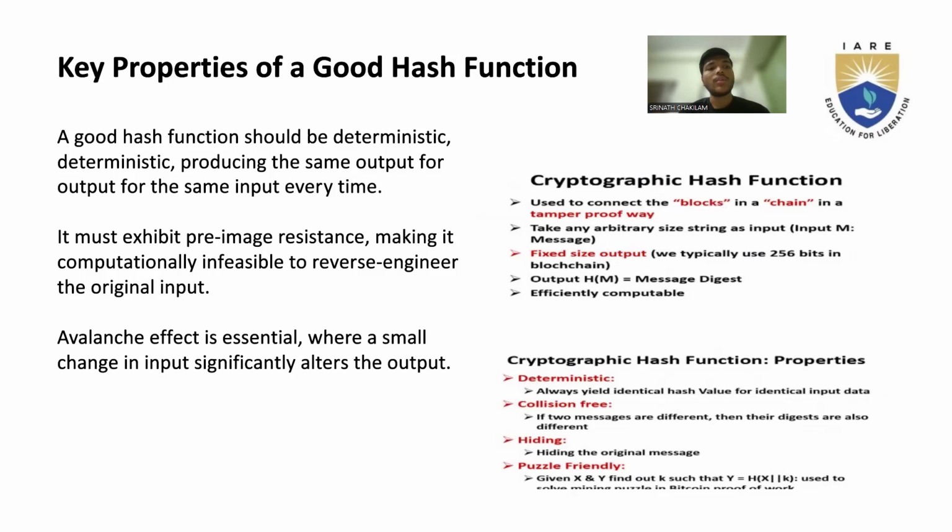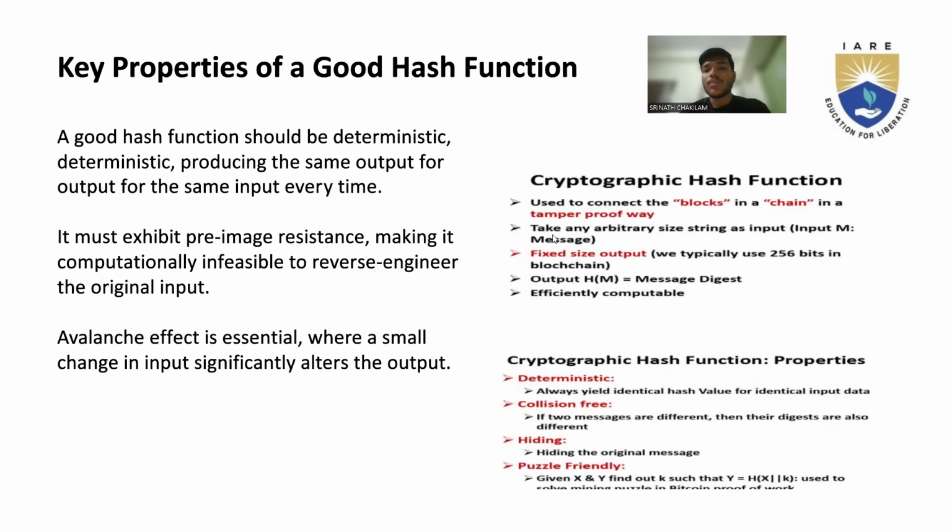A good hash function should be deterministic, producing the same output for the same input every time. And it must exhibit pre-image resistance, making it computationally infeasible to reverse engineer the original input. And the avalanche effect is essential, where a small change in input significantly alters the output.